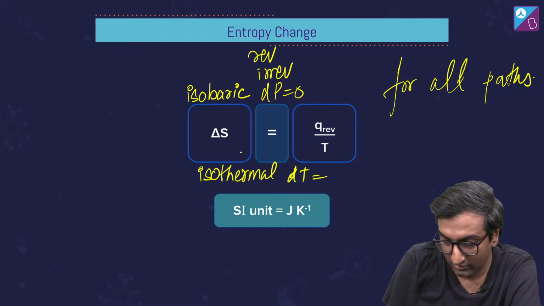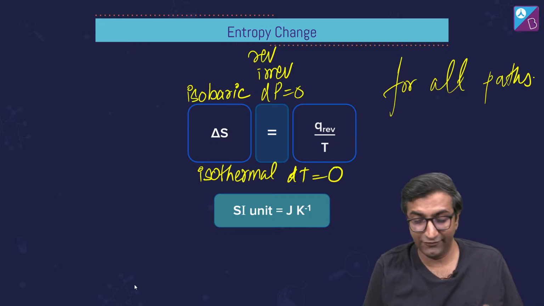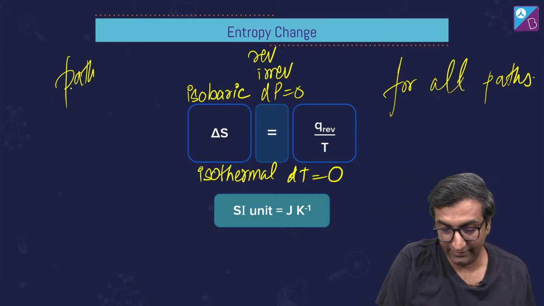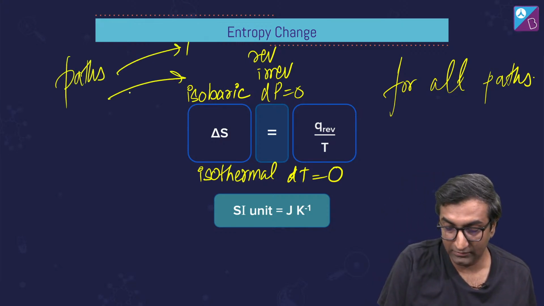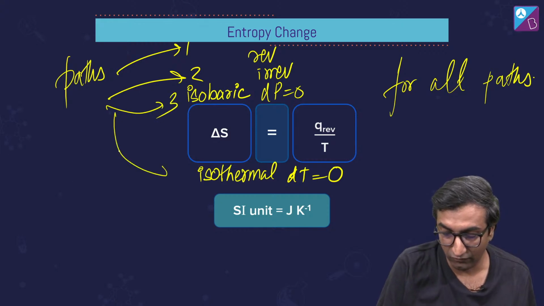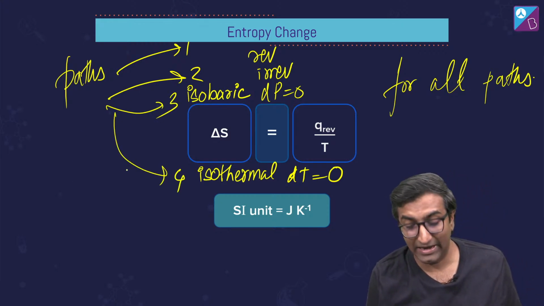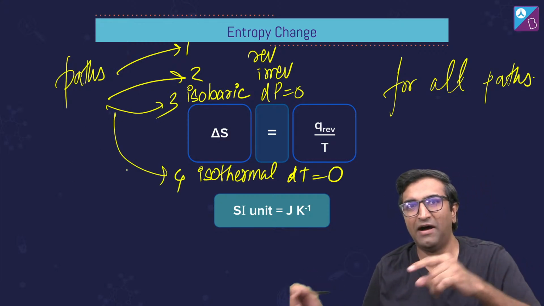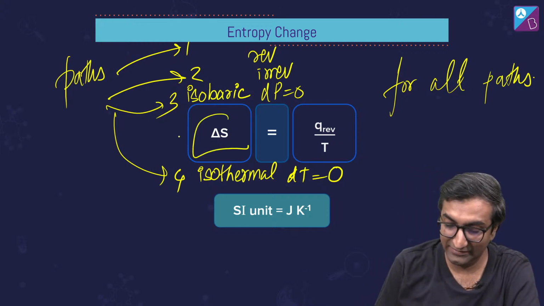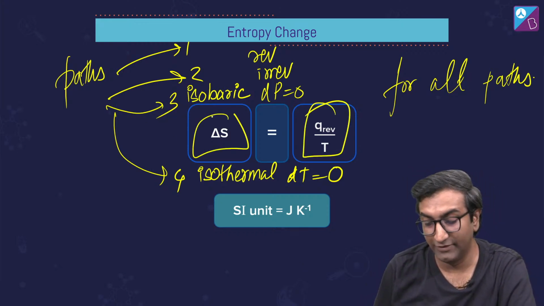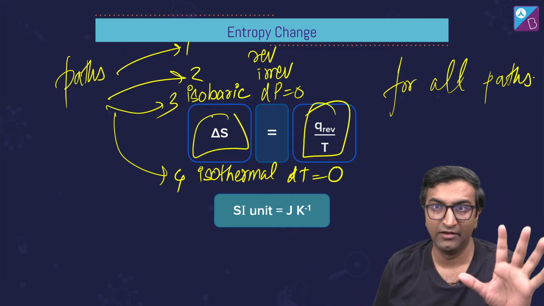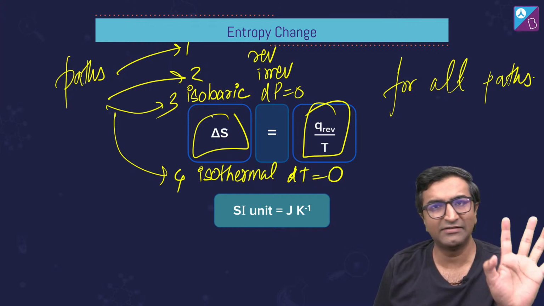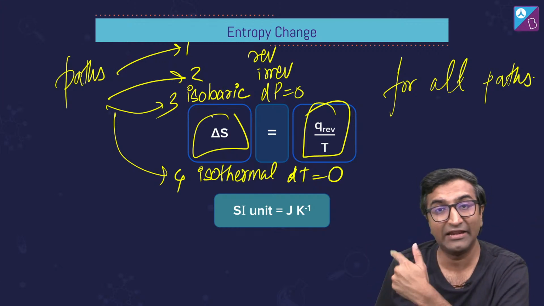Right? All of these are different paths. Paths. I'm going to write that down. Path 1, path 2, path 3, path 4. It doesn't matter what path I take, delta S का formula will always be Q reversible by T. This is the second tricky thing. And think about it like this. It is a state function. It does not care क्या होता है.